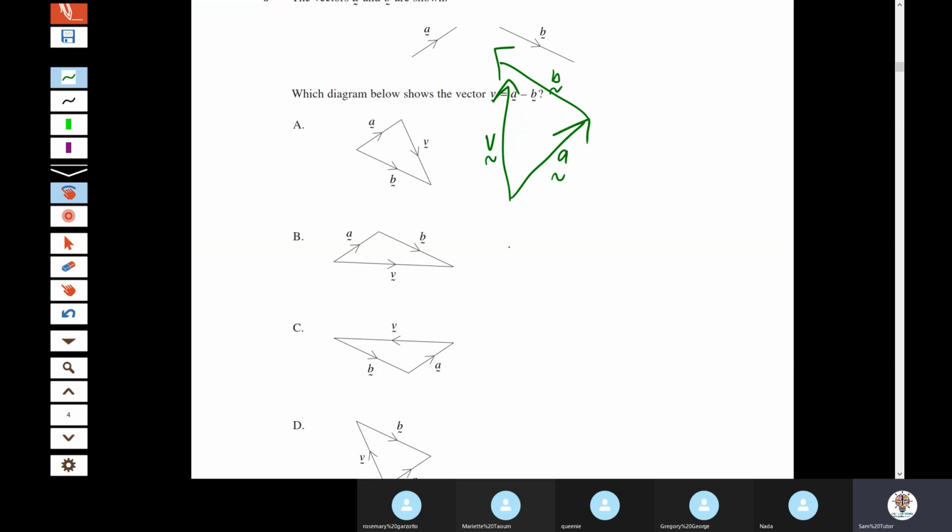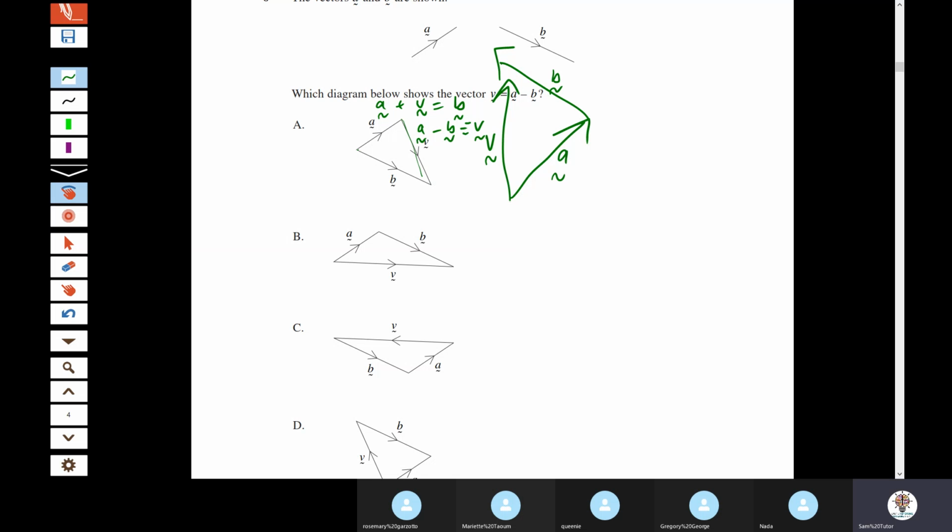Why is it not A? Oh wait, A, it would be B minus A. Arrows going the wrong way for A. So for A, it's saying A plus V equals B, which means A minus B equals V. No, equals negative V. Did you get that? That's what this one says.